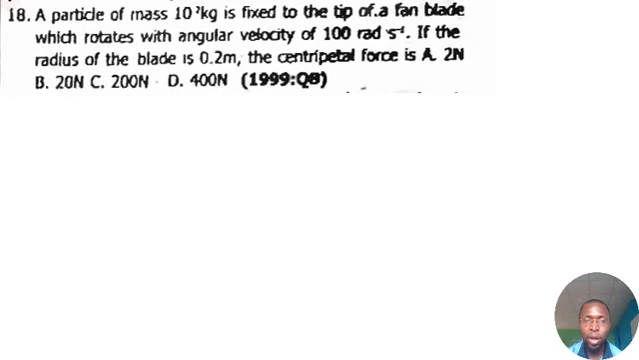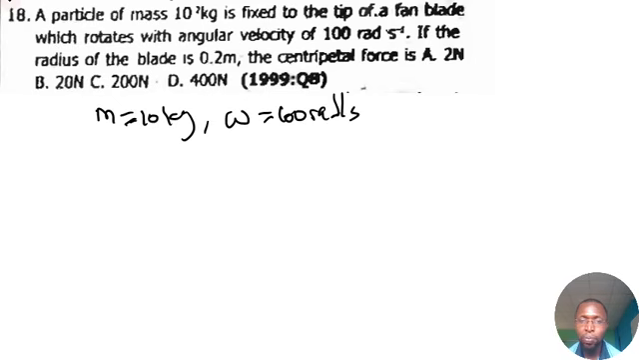All right. Now let us see another question here. So here we are given a particle of mass 10 kilogram. So we have the mass to be 10 kilogram. It's fixed to the tip of a fan blade, which rotates at an angular speed of 100 radians per second. So we have angular speed, that is our omega, to be 100 rad per second, right? If the radius of the blade is 0.2, so we have R to be 0.2 meters.